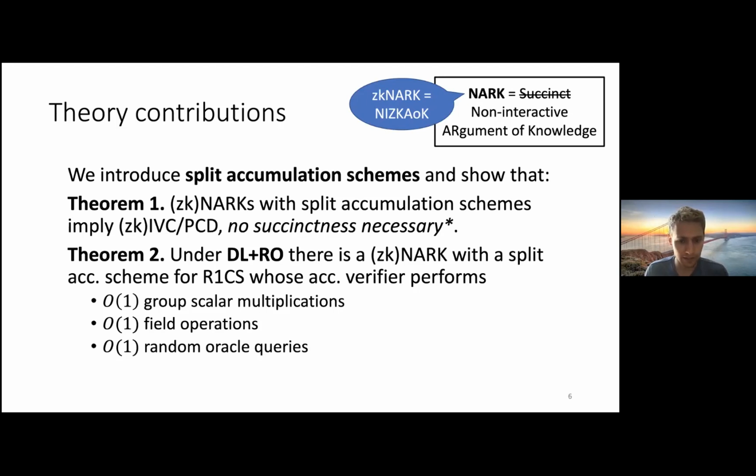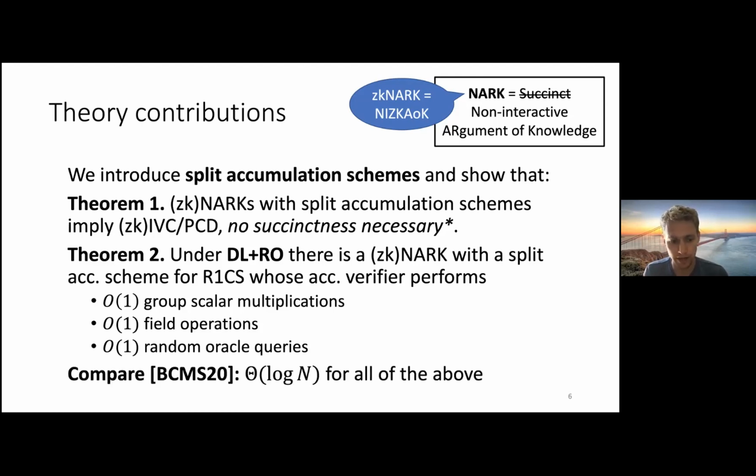So this is where the title of our paper comes from. In Theorem 2, we show that under the discrete logarithm assumption in the random oracle model, so here's our knowledge assumption, we're in this idealized model, there is a NARK with a split accumulation scheme for R1CS, whose accumulation verifier is incredibly efficient. The size of the accumulation verifier is the main thing that we care about. It has a constant number of scalar multiplications, a constant number of field operations, and a constant number of random oracle calls. To be precise, the number of group scalar multiplications, which is the most expensive thing that we will need to implement, is, I think, 3. So it's incredibly efficient in practice. Compared to prior work, this was logarithmic for all of the parameters above.